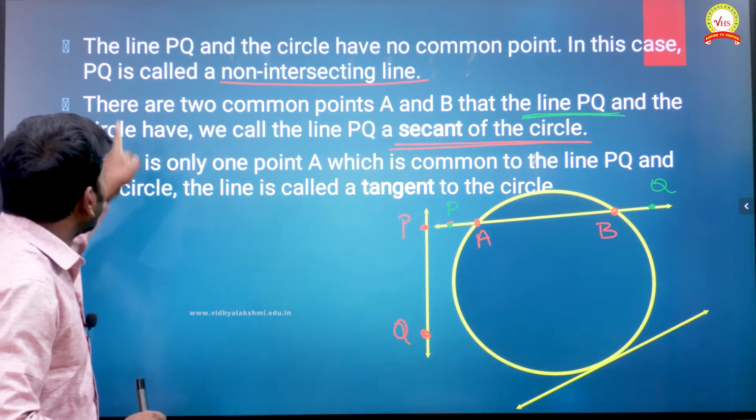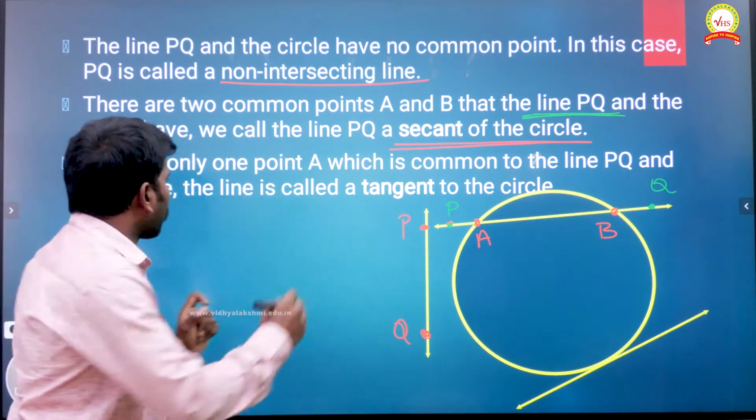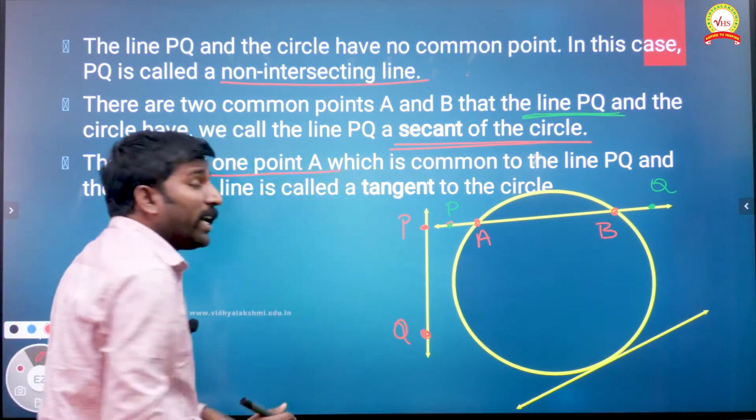Okay? There is only one point. There is only one point, A.